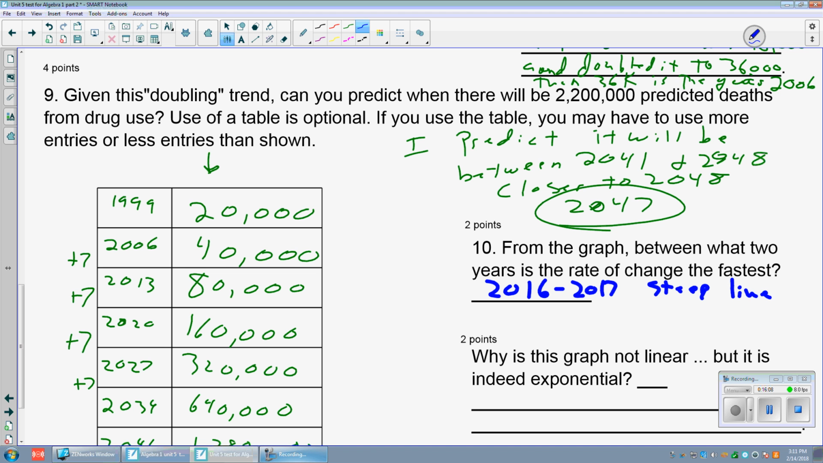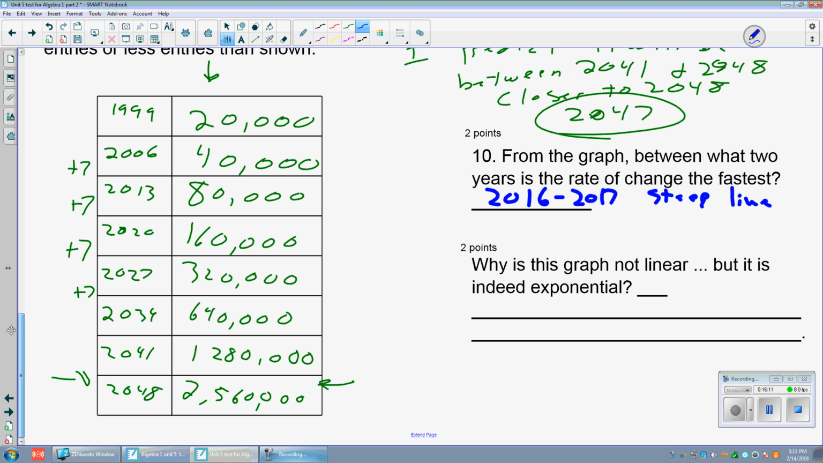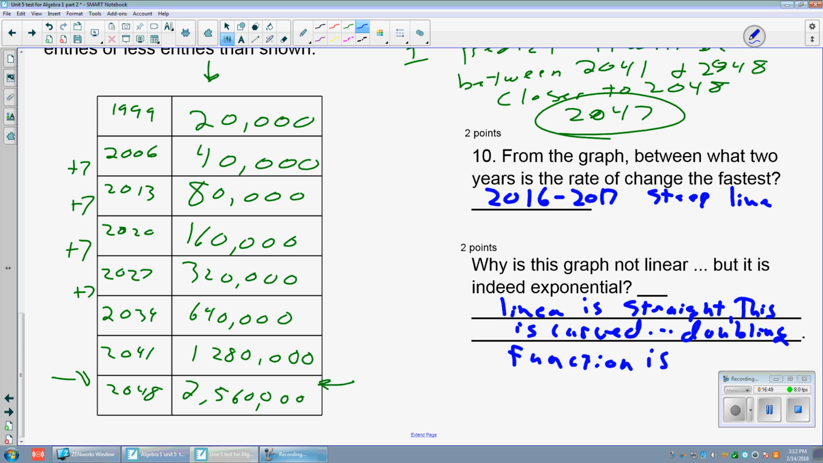Or steep curve. Why is this graph not linear, but it is indeed exponential? Linear is straight. I mean, all lines are straight. I emphasize that all the time. This is curved. I also said it's doubling. And a doubling function is always exponential.